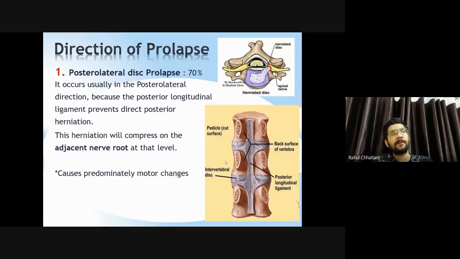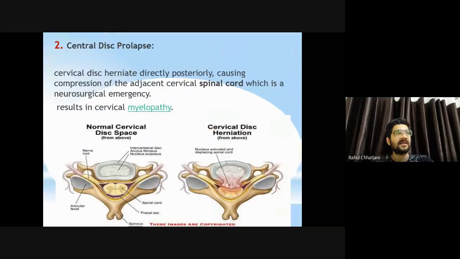The herniation will compress the adjacent nerve root at that level and causes predominantly motor changes. Specifically, most of the changes are motor, and later on there will be sensory involvement also, depending on the spinal nerve. They are all of mixed type.